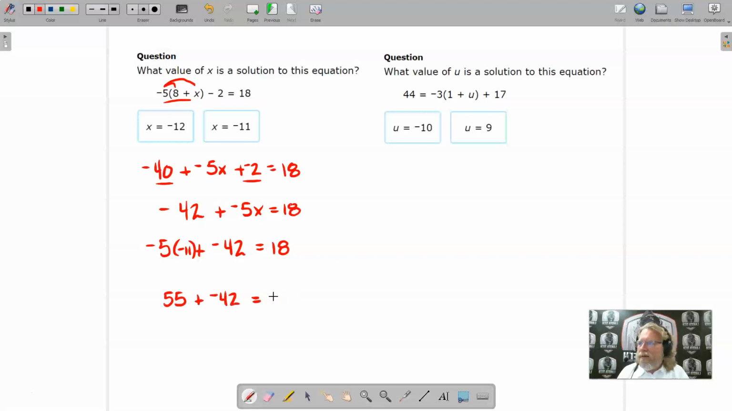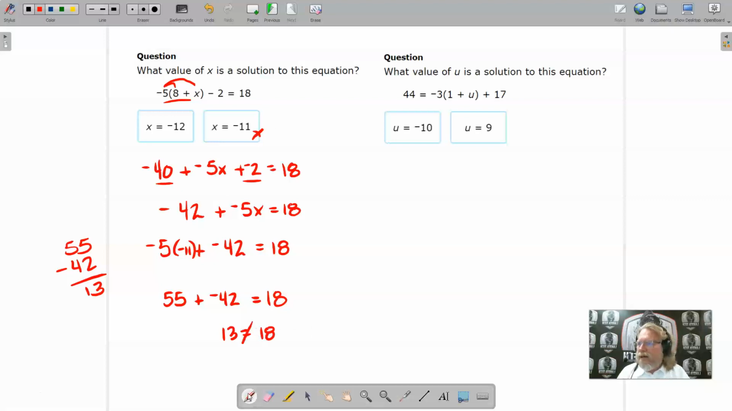And that equals, does that equal positive 18? Yeah, actually I think it will. Or at least pretty close to it. Let's check it out. 55 plus negative 42 is the same as 55 minus 42, right? So 5 minus 2 is 3, and 5 minus 4 is 1. So we get 13. Does 13 equal 18? No, that is not a true statement. So we can rule this one out.